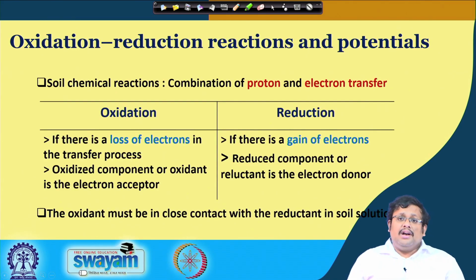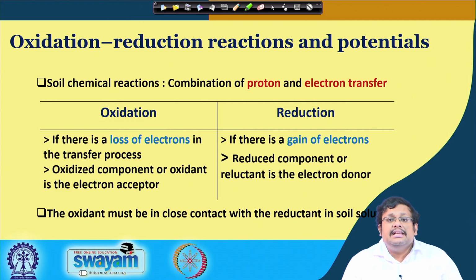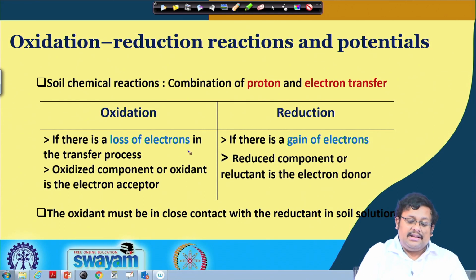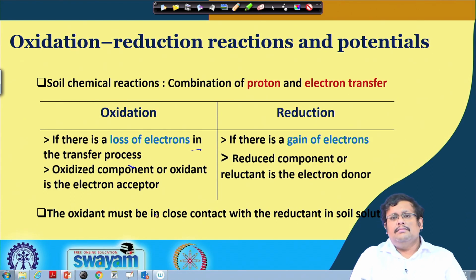So, let us start with the first definition of oxidation and reduction. So, what is oxidation and what is reduction? Now, soil chemical reaction basically shows the combination of proton and electron transfers, and we call it oxidation when there is a loss of electrons in the transfer processes. In contrast, in case of reduction there is a gain of electrons. It is a common knowledge of chemistry.